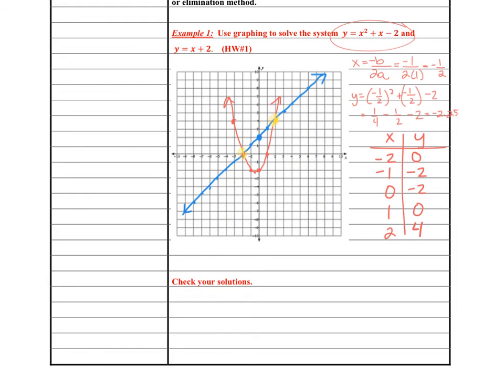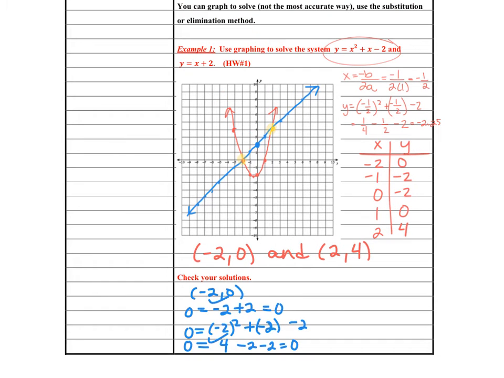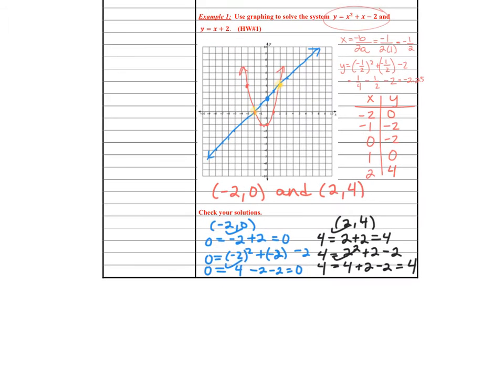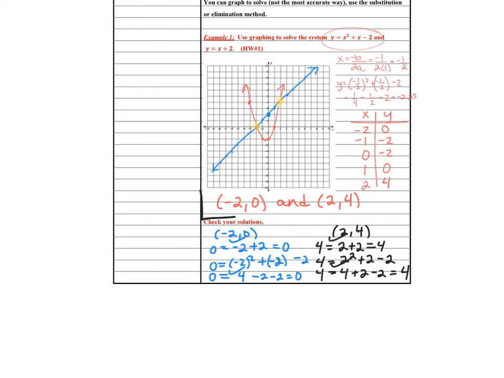So my points are going to be -2, 0, and 2, 4. We can check our solutions by plugging in both those points to make sure they both work. Looks like the first point is good. Let's check the second one. Second point turns out good as well. So my two answers here are these 2 points, because that is where the 2 equations intersect, the 2 graphs intersect.